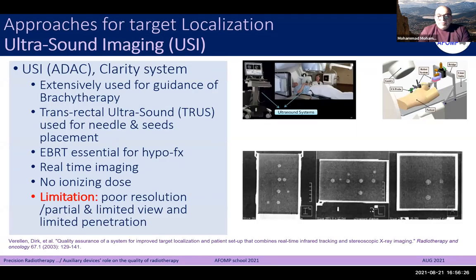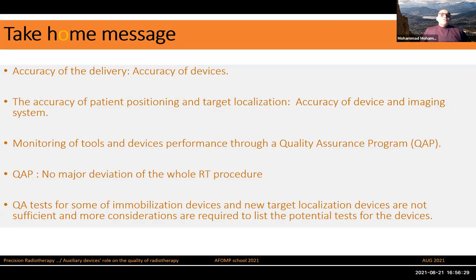And finally, a summary. I have just one slide, which says that accuracy of the delivery strongly depends on the accuracy of the devices used in the whole procedure of the radiotherapy treatment. The accuracy of patient positioning and target localization is a part of accuracy of the delivery and should be included in the QA plan. Accuracy of device and imaging system should also be taken into account comprehensively. Monitoring of tools and devices performance through a quality assurance program.